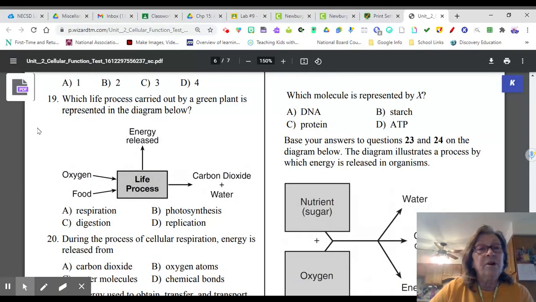Question number 19. Which life process carried out by a green plant is represented in the diagram below? We have food, oxygen, energy released, carbon dioxide, and water. In the center, it's the life process. The answer is A, respiration, B, photosynthesis, C, digestion, or D, replication.